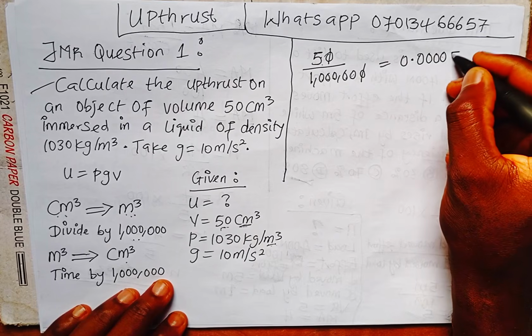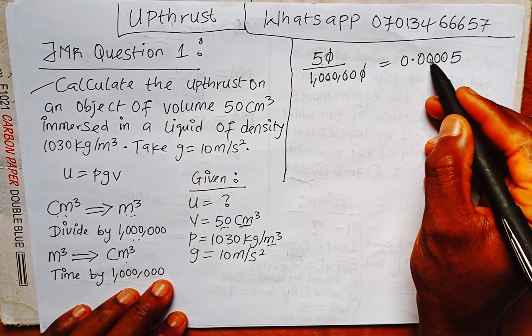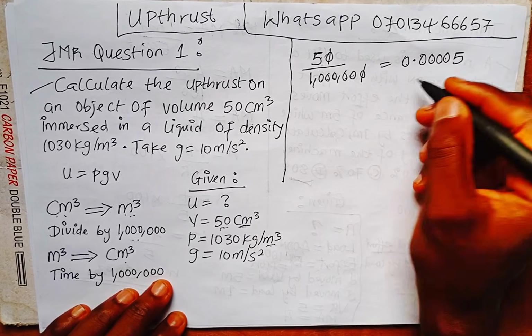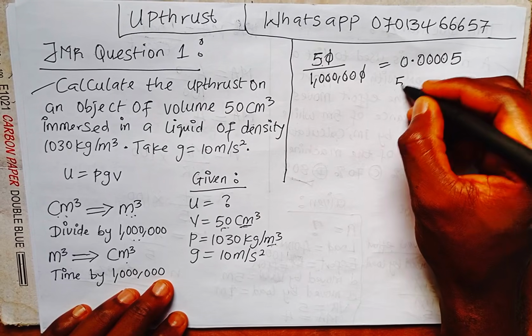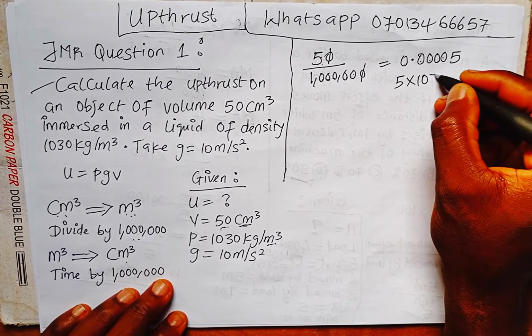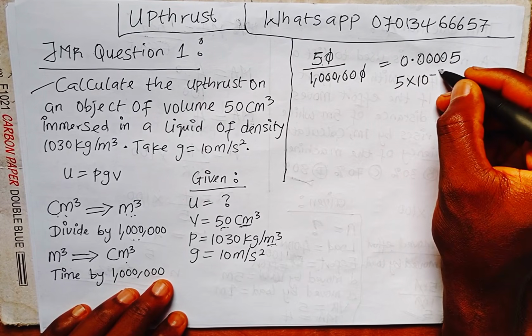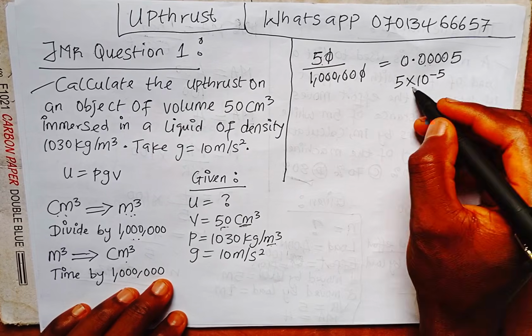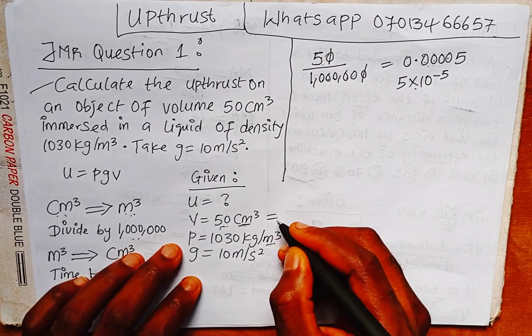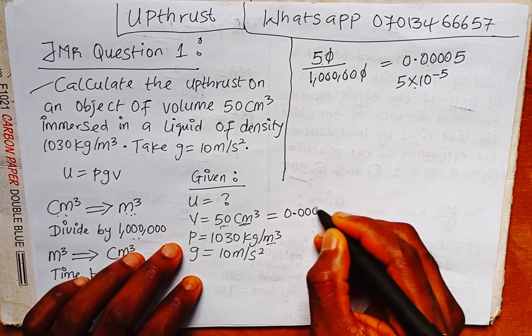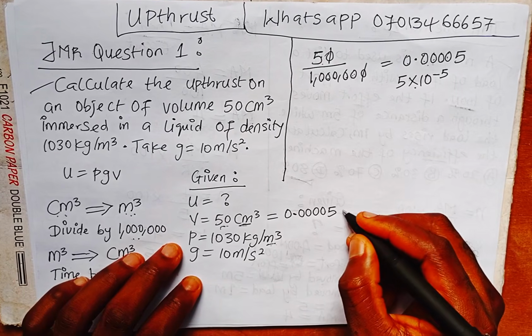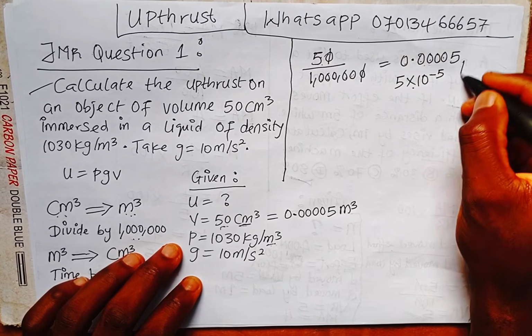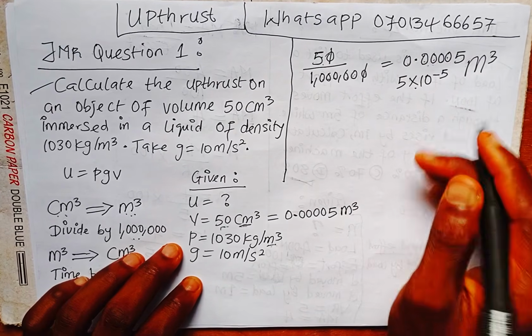So 0.0000 and then 5. That's how many zeros? 1, 2, 3, 4, 5. Or you can also put it in standard form, as 5 times 10 raised to power minus 5, because it's 0 point minus 5. We are now going to bring it here. This conversion gave us 0.00005 meter cube. So this is the conversion.